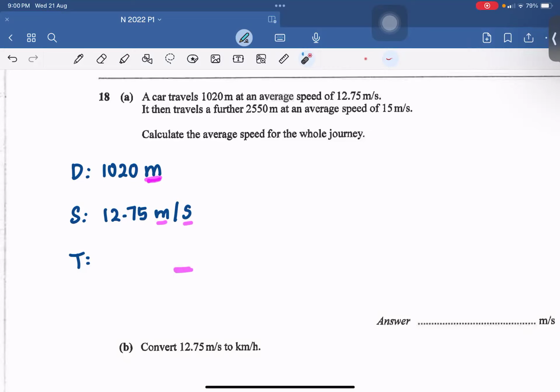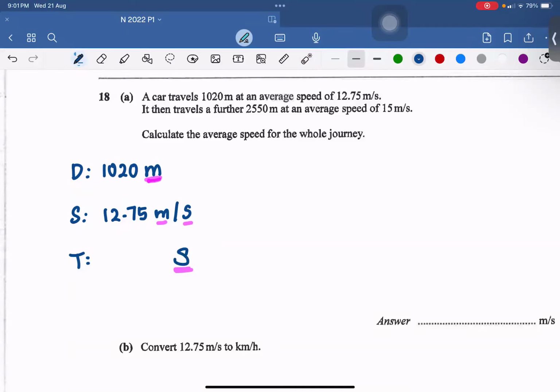This is meter. This is meter per second. No, meter per second is for the speed. I have meter already. What do you think is the unit for time? What can be the possible units for time? Hour, minute, or seconds? Read, observe. Is this unit going to be hour, minute, or second? Seconds. So first thing, you must be able to identify your units.